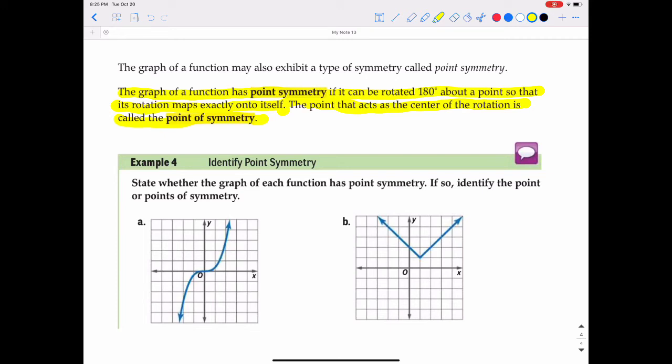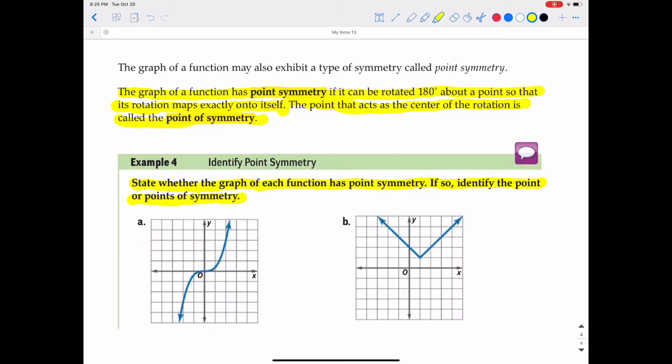So example 4, the directions are to state whether the graph of each function has point symmetry. If so, identify the point or points of symmetry. So part A, if we spin that around 180 degrees, does it have point symmetry? If you're watching this on a phone, you could probably just turn your phone upside down if you lock the screen, or if you're watching this on a laptop, maybe you can turn your laptop upside down. You would see, yes, it does have point symmetry. If you're watching it on a desktop, it's not so easy to do that.